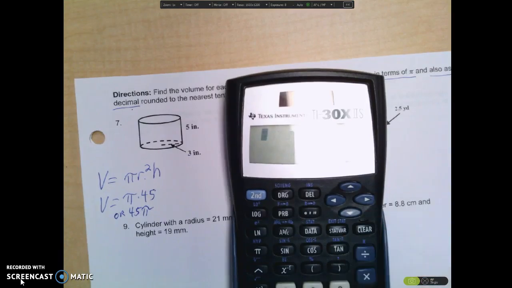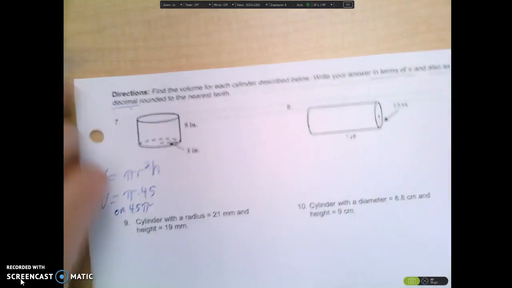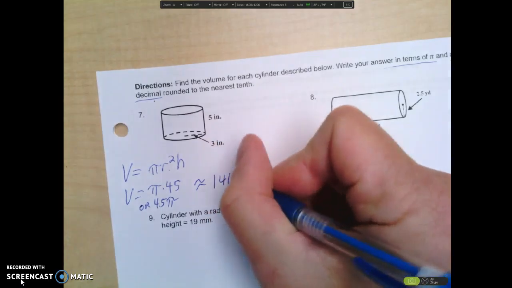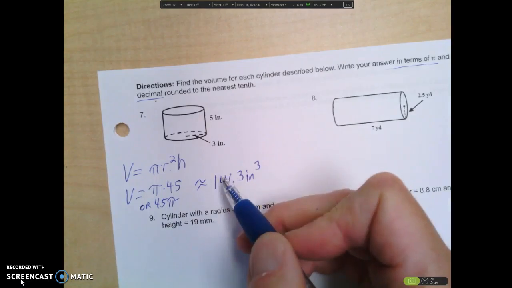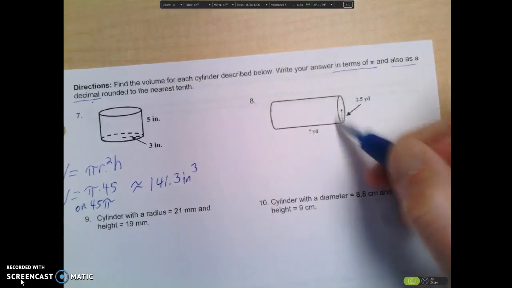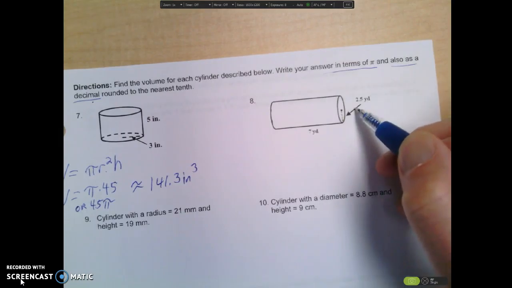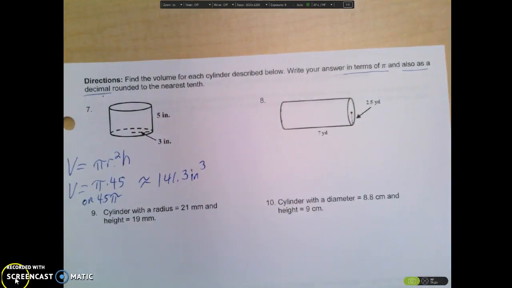So if you don't know what 45 times pi is, the calculator does. 45 times, you can either use the pi key or you can use 3.14, and that's why you might get some variation. So somewhere around 141.3, which is approximately 141.3, and it's inches cubed. It's a three-dimensional shape. Okay? Just because it's laying on its side doesn't mean it's not the same formula. This is the radius, square it, times pi times the height. Go ahead and try number 8, press pause, and come back for the answer.